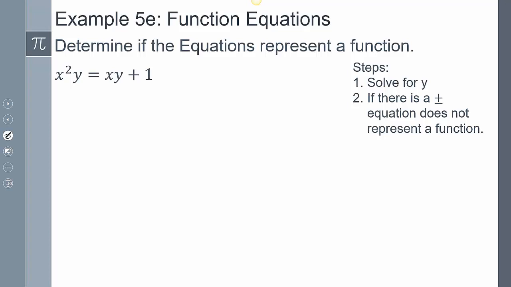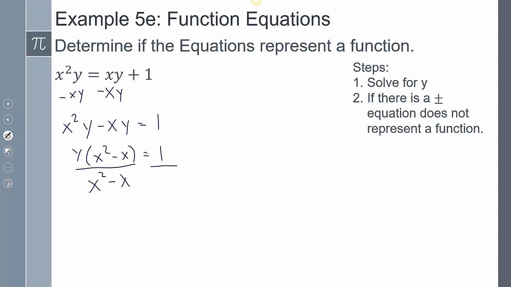And this last one, kind of like the same idea here. I can subtract xy on both sides. Now the reason why I did that is I want to get all my y's on the same side. And so x squared y minus xy equals 1. Now what's in common is a y, so I can factor out that y. And so I'm going to get x squared minus x. And then divide both sides by x squared minus x. And so I get y equals 1 over x squared minus x. There is no plus or minus, so therefore it is a function. And that would be my answer. So remember, get y by itself. Once it's by itself, determine if there's a plus or minus.